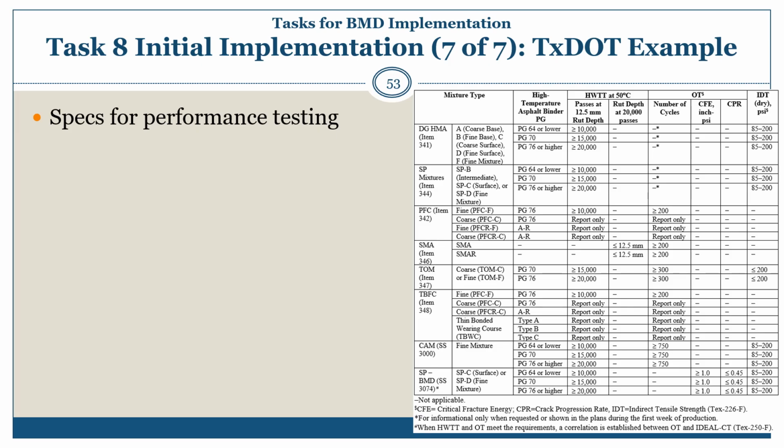Here on this slide, we have a summary of the TxDOT specifications for the various performance testing. As a little background, Texas DOT has used the balanced mix design on what they call specialty asphalt mixtures in the past, for example, the thin overlay mix or the crack attenuating mixtures. Now they're looking into expanding the use of balanced mix design on their Superpave dense graded asphalt mixtures.